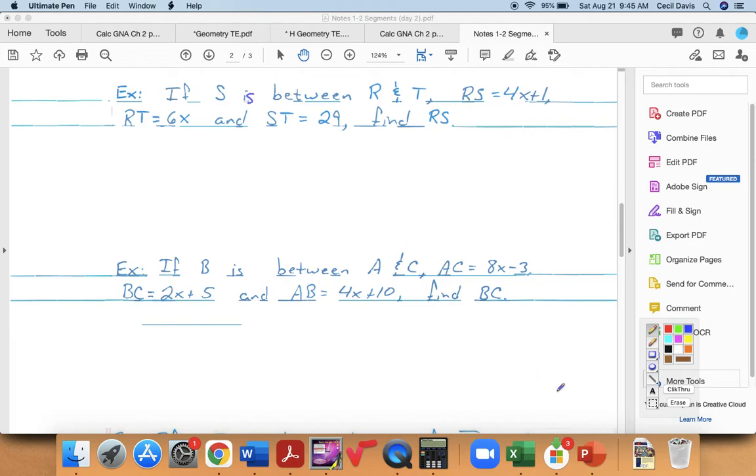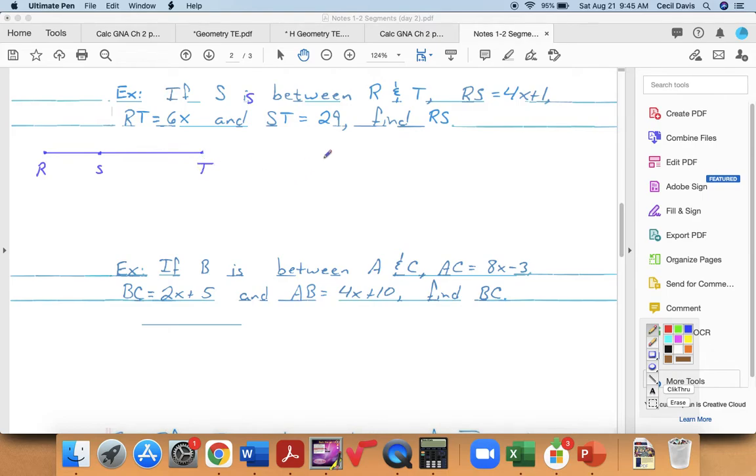All right, so that's sufficiently complicated to where I think you really, really need a diagram and an equation to start this one. Anytime we have an algebra problem, you must show your equation on your piece of paper, not on some mythical piece of paper that you left at home. So S is between R and T. So S is the one in between points R and T.